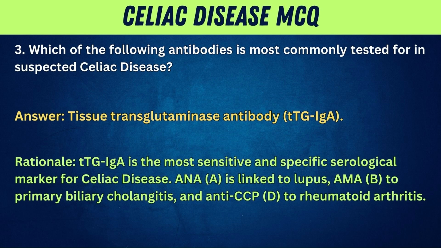Rationale: TTG-IgA is the most sensitive and specific serological marker for celiac disease. ANA, A, is linked to lupus, AMA, B, to primary biliary cholangitis, and anti-CCP, D, to rheumatoid arthritis.